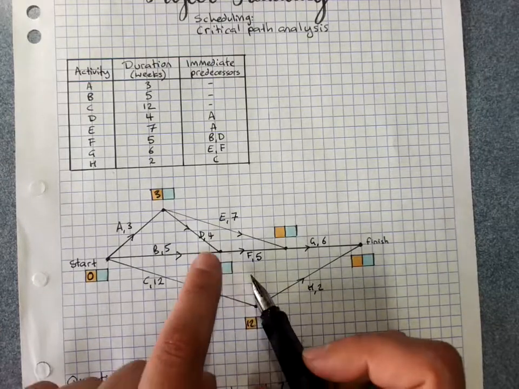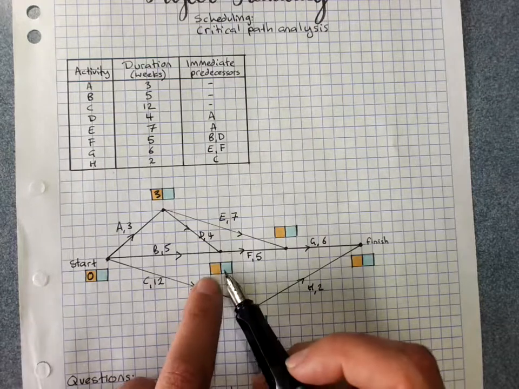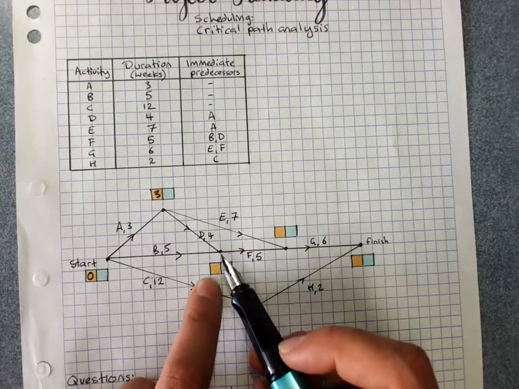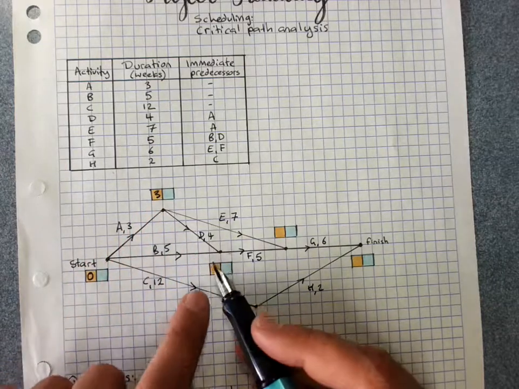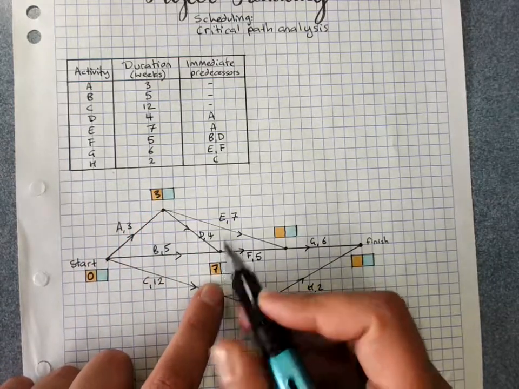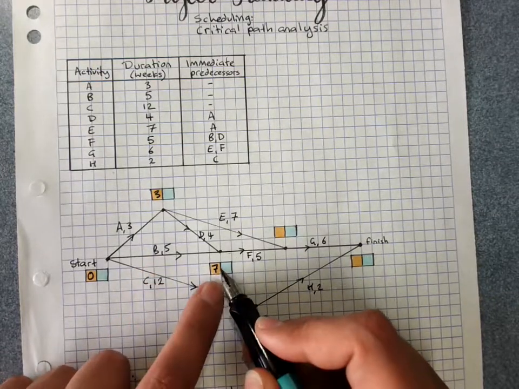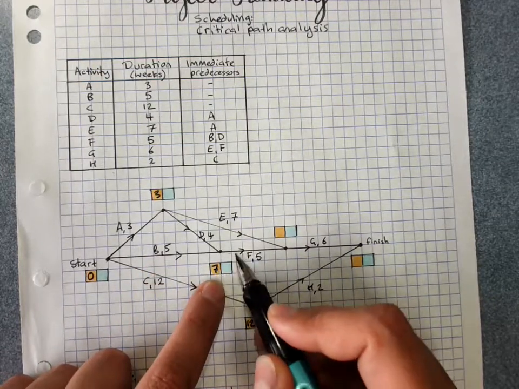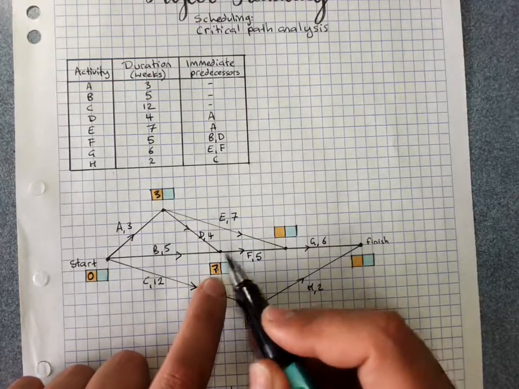Now here I have 2 paths coming in, one from D and one from B. So I have to take the longest option. This is 5 weeks, but this is 3 plus 4 is 7 weeks. So since I need both B and D to be finished before I can start F, 7 weeks is the earliest that I can start F. So this is the earliest starting time for the activity following.